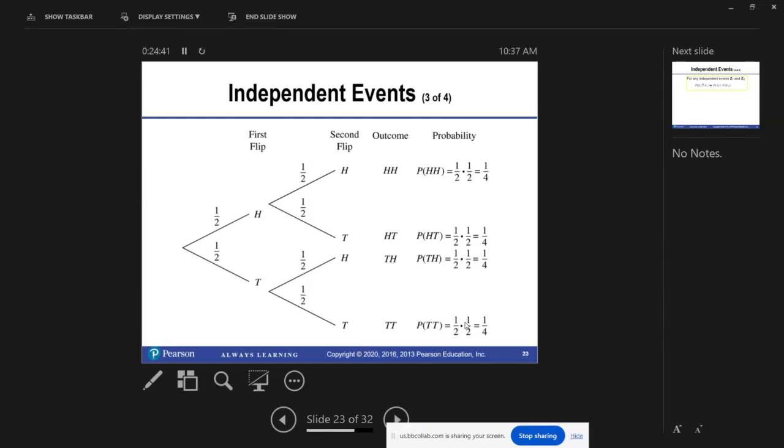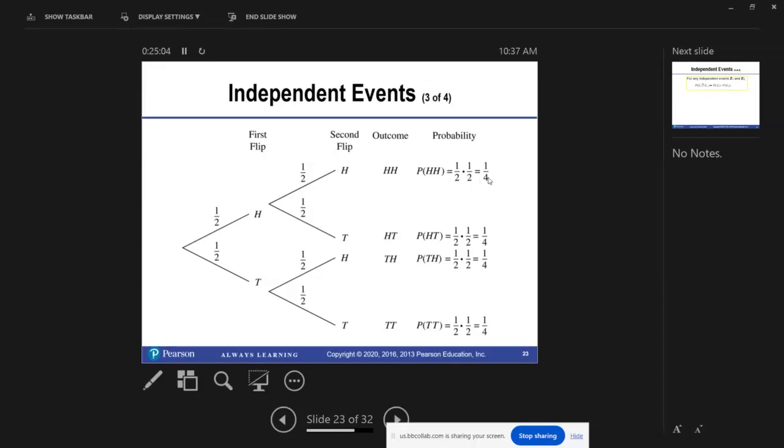So here's a tree diagram of what that would look like. You have a 1 out of 2 chance of flipping a head, a 1 out of 2 chance for a tail. Same thing on your second flip, 1 out of 2 for each. So you could have a head-head, or a head-tail, or a tail-head, or a tail-tail. And then you're just going to multiply along that path.